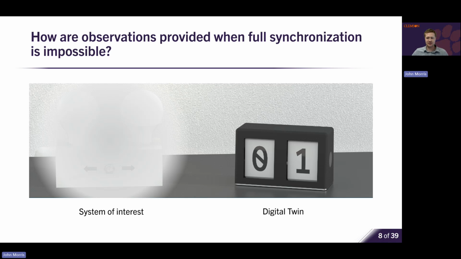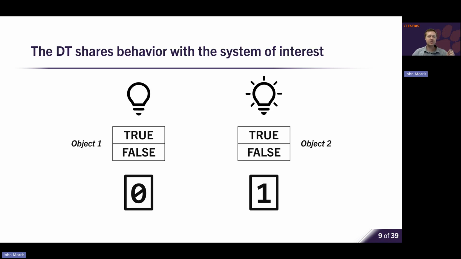So what do we do in that case? Is our digital twin useless? The answer, of course, is no. And the reason it's not is because we can create models. So let's talk about what these models are. We know that we have this state.